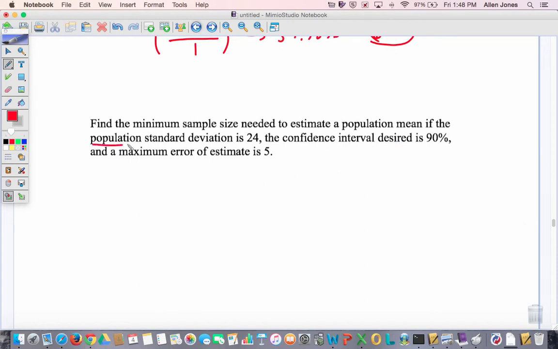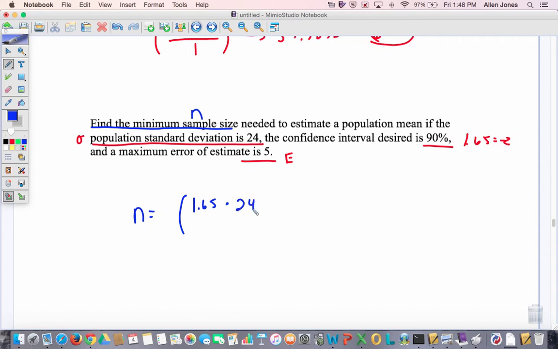One more time here. Find the minimum sample size needed to estimate a population mean if a population standard deviation is 24, sigma. Confidence interval desired is 90%, that's 1.65, or our z-score. And our maximum error of estimate is 5, that's our E. Pointing out back here at the very beginning, find the minimum sample size, N. We're not finding a confidence interval, we're finding a minimum sample size, or N.